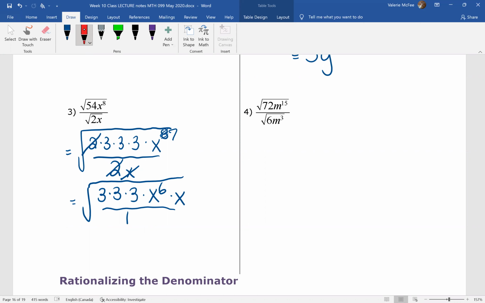I have two factors of 3 I can take out. I can also find the square root of that factor. So outside of the radical, we have 3. 6 divided by 2 is 3. Inside the radical, we have 3 times x. Did you get that? It's a pretty complicated process. Try question 4.